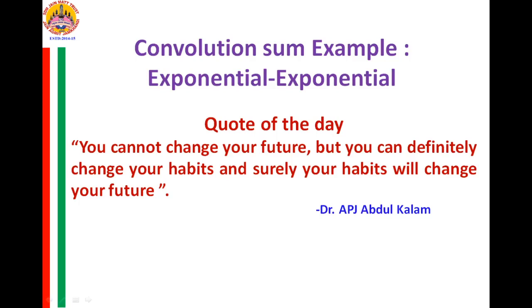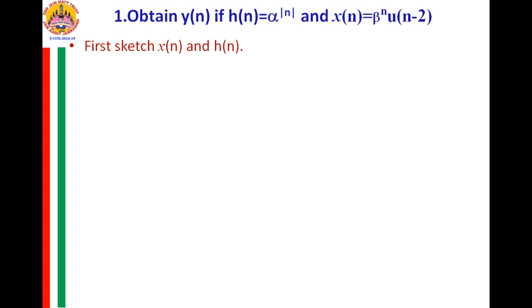In this session, we shall concentrate on finding the convolution sum between exponential to exponential signals, those who are of infinite duration. So let us consider the first example where h of n is equal to alpha raised to mod n and x of n is equal to beta raised to n u of n minus 2. So as you know, first we should sketch the signals xn and hn.